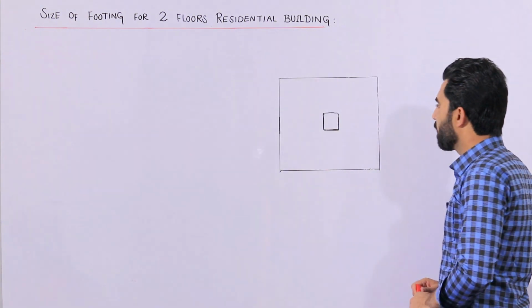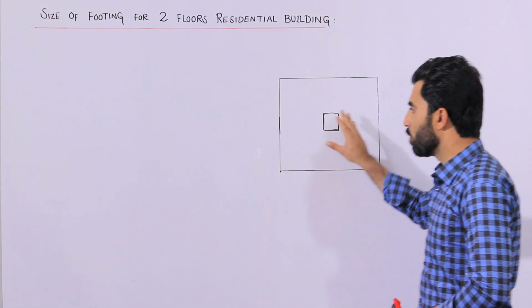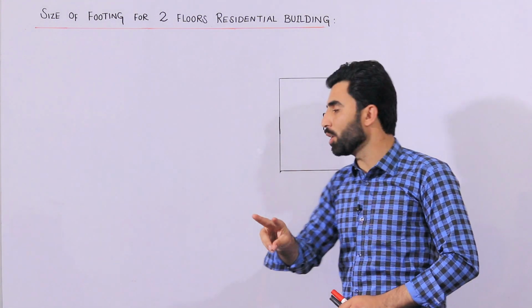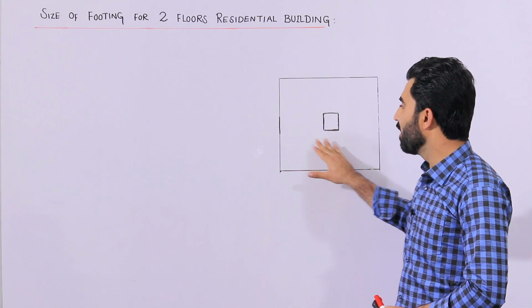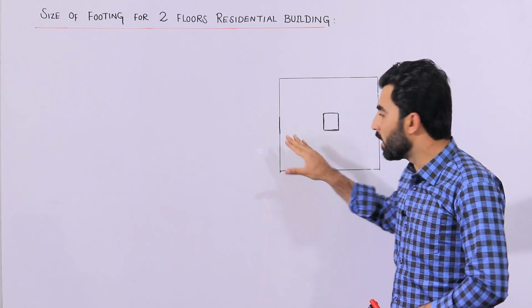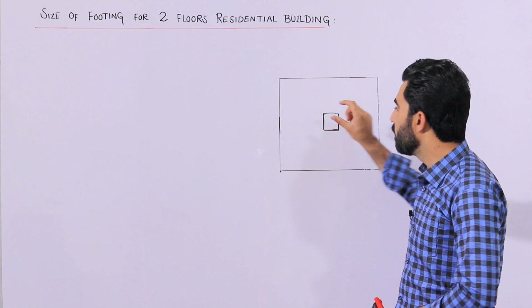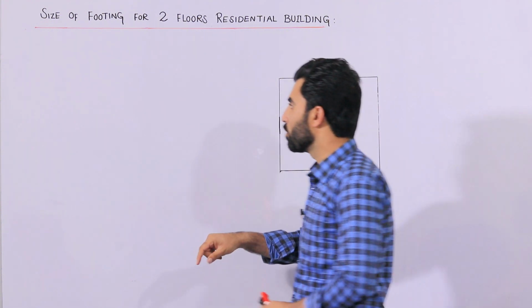Guys, you can see what should be the size of footing, its steel reinforcement, depth and also the size of column for a 2-floor residential building. This is the topic for today.